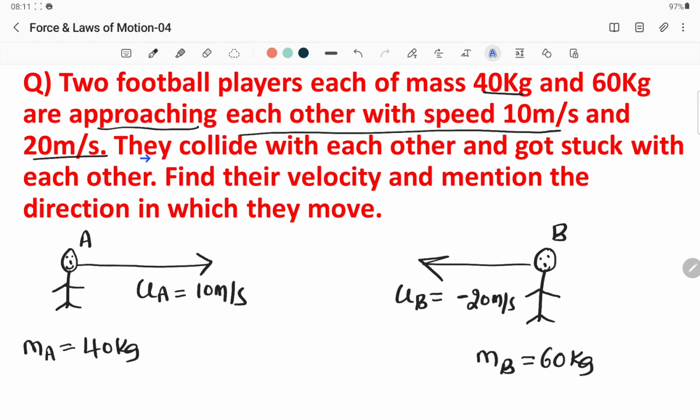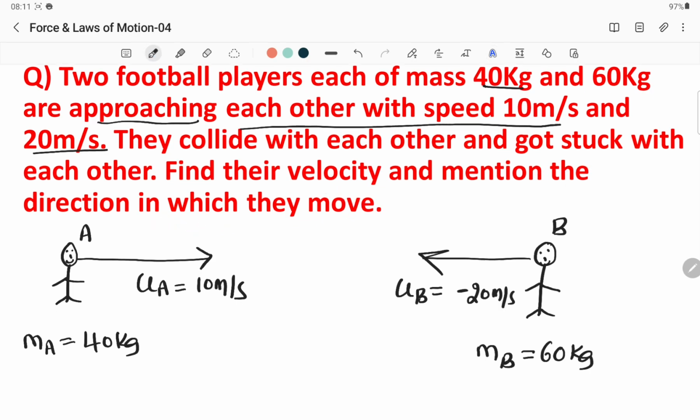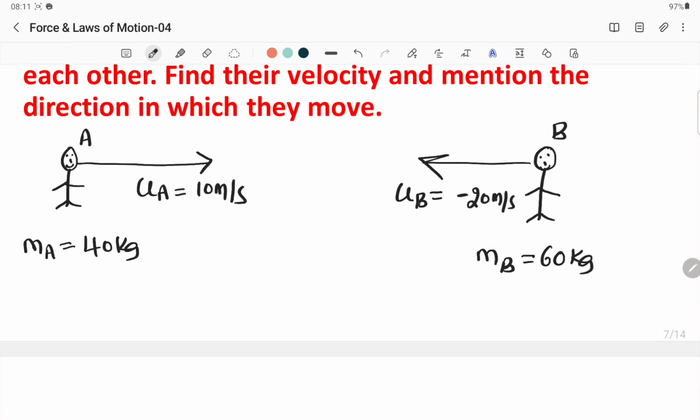Alright. And the next situation is they collide with each other and got stuck with each other. They collided and got stuck with each other. Find their velocity and mention the direction in which they move. Alright, let us see that. They are sticking with each other, no? Now, let us represent this. They are coming to each other like this. They will come and they will collide here at this point. I will show that in the next diagram.